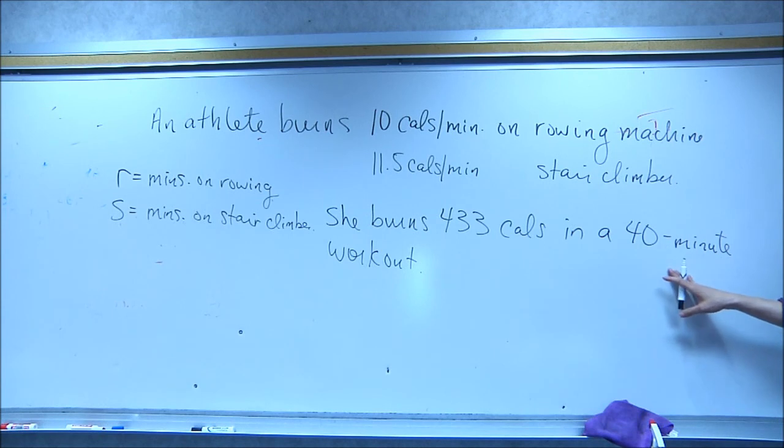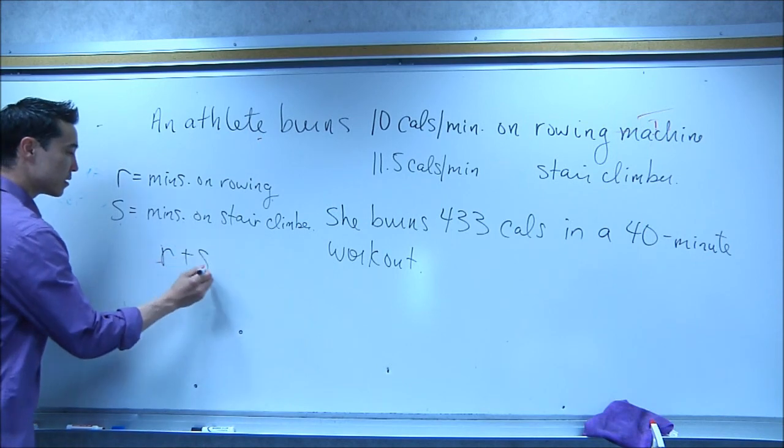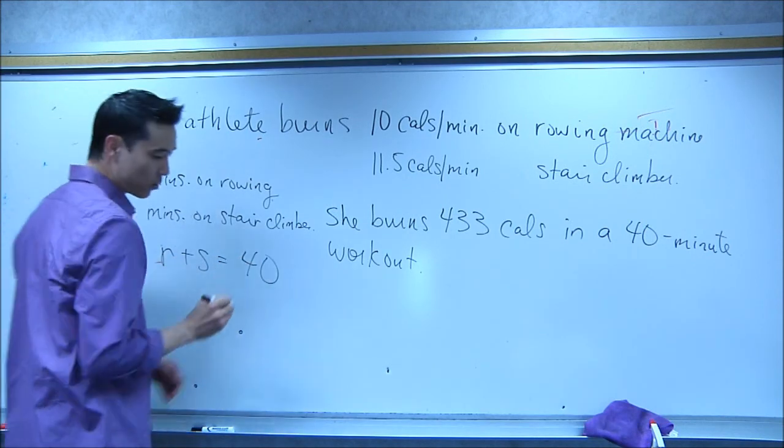So let's do that one. That's easier, right? If R is the number of minutes on the rowing machine, and S is the number of minutes on the stair climber, and my total workout is 40 minutes, what's that equation going to be? R plus S equals 40. Great. So that one's the easier one. Let's do that first. R plus S equals 40, 40 total minutes working out.